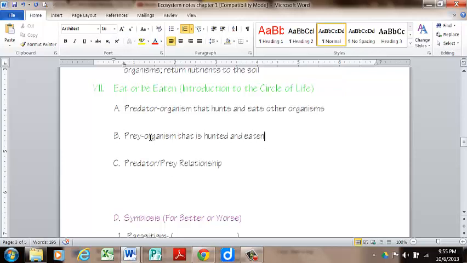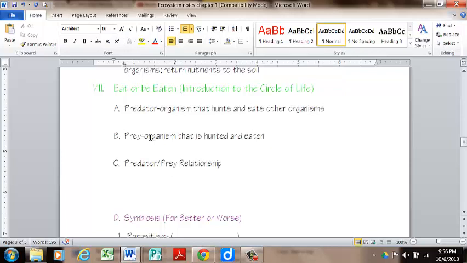So let's read a little bit about the lynx and the hare. In the evergreen forests of North America, the lynx and hare have a predator-prey relationship. The lynx feeds on the hare. The lynx population increases when hares are abundant. Abundant simply means plentiful, there are lots of them. And decreases when hares are scarce. Scarce means that there are not very many of them.